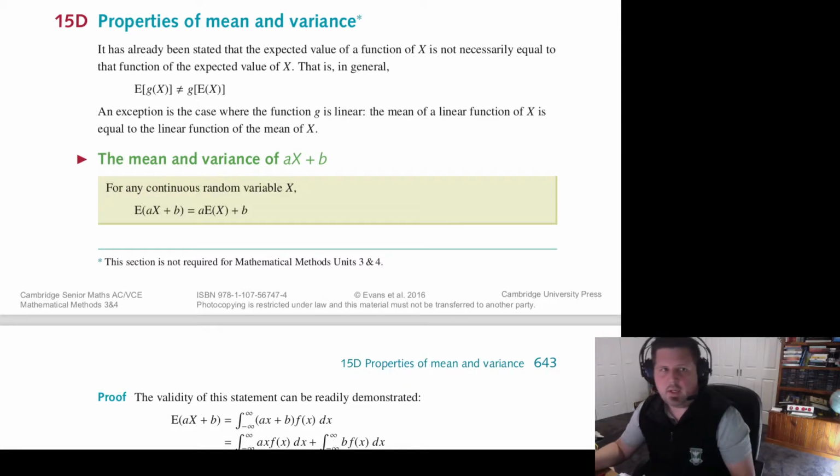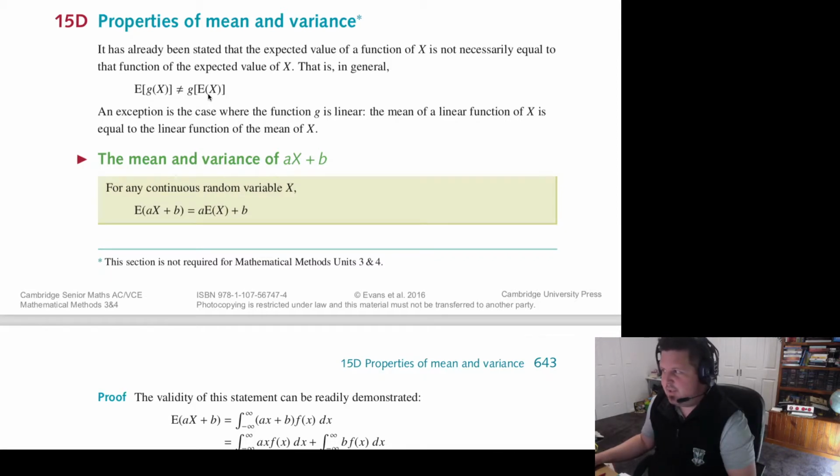Alrighty, welcome back. Just a quick exercise on properties of mean and variance. This is exercise 15D. Just a reminder about some things that we've already covered. If you are getting the expected value of a function, it doesn't necessarily mean it's equal to the function of an expected value of x.